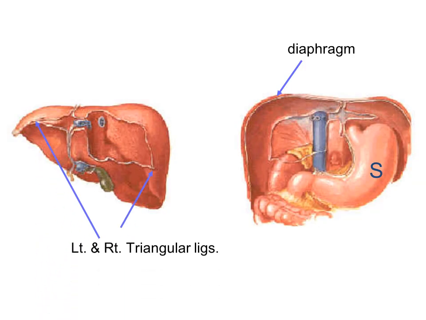Here is the posterior surface of the liver. You can see this area that is devoid of peritoneum is called the bare area of the liver. The liver is completely covered by peritoneum except this part, which is called the bare area of the liver. We can also see the left and right triangular ligaments and the diaphragm. Also there is the inferior vena cava.